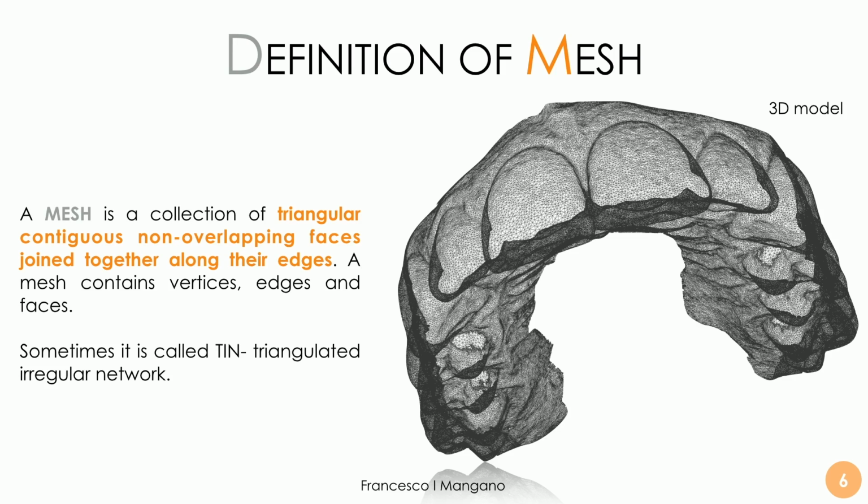A mesh is a collection of triangular, contiguous, non-overlapping faces, joined together along their edges. A mesh contains vertices, edges, and faces. It is sometimes also called a triangulated irregular network because we use triangles, but of course we can have meshes also with polygons, not only triangles. Usually we use triangles because it's easier to render and to reconstruct this kind of surface using different reconstruction algorithms. Then we have our 3D model. So this is the mesh.